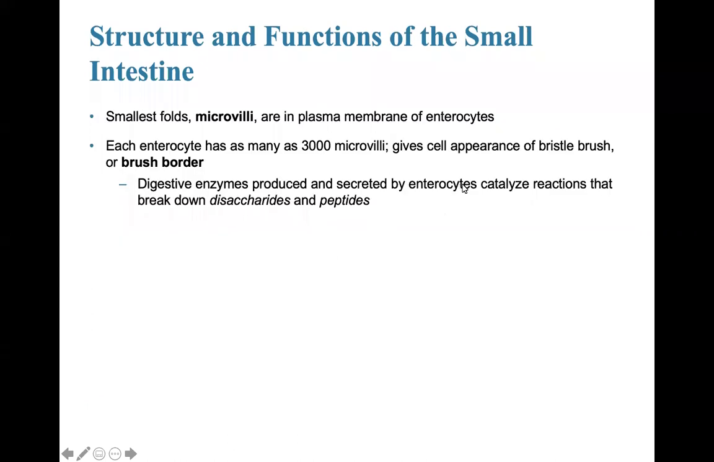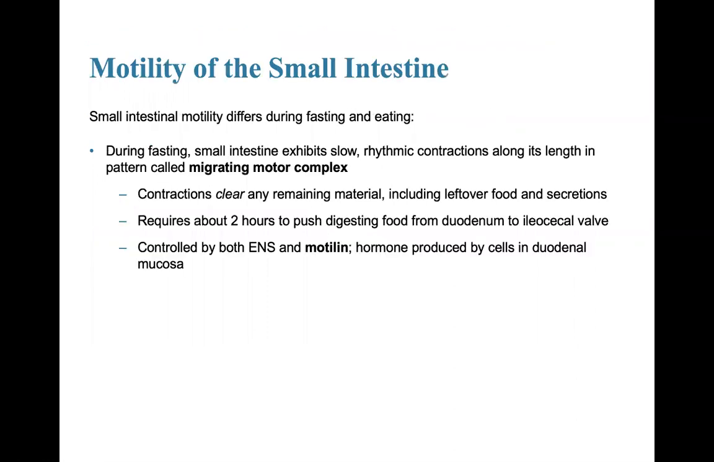The smallest folds are referred to as microvilli, and these are actually in the plasma membrane. These are actual invaginations of the plasma membrane of the enterocytes. Each enterocyte can have as many as 3,000 microvilli, and this gives the cells the appearance of a bristle brush or brush border. Digestive enzymes produced and secreted by the enterocytes catalyze reactions that break down disaccharides and peptides. So again, all these three layers of folds increase your overall surface area as high as 600-fold.